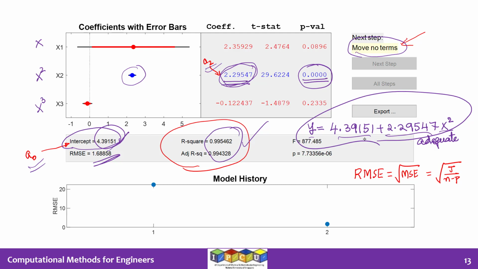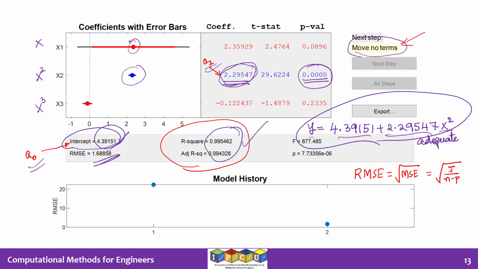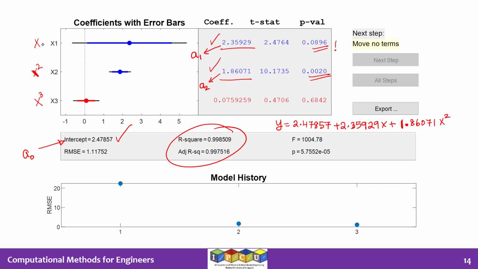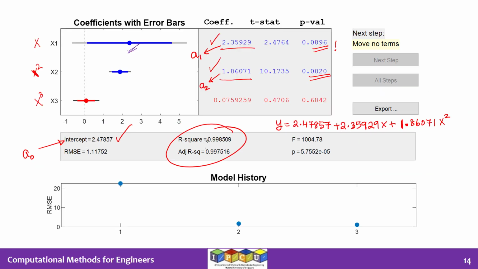The other terms are statistically insignificant. The stepwise tool says don't include any more terms. The constant term and the quadratic term are enough. But let's say I go and click on this red dot that corresponds to x1, that means it corresponds to x. So when I click on that, that means I overrule the recommendation of stepwise, and it turns blue. And what happens is there is a very slight increase in R squared value. Can you see that from 0.995, it has increased to 0.998. That is a very small increase, 0.003. That is almost insignificant, right?